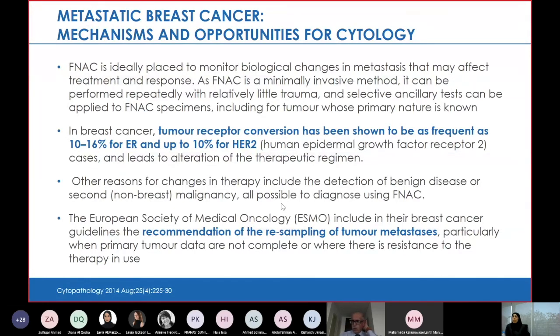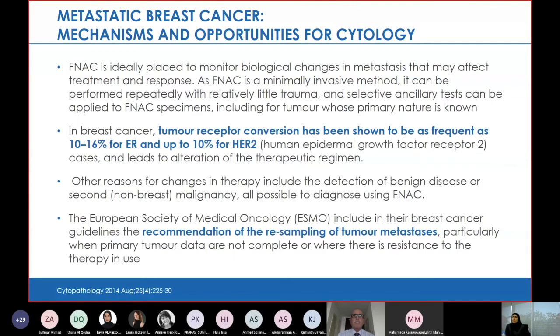approved to do core biopsies on all metastatic lesions, FNA is so minimally invasive and can provide very good DNA and RNA material. This has been shown by several groups, because DNA and RNA preservation in cytological material is optimal in liquid-based cytology, but DNA and RNA can also be retrieved from smears.